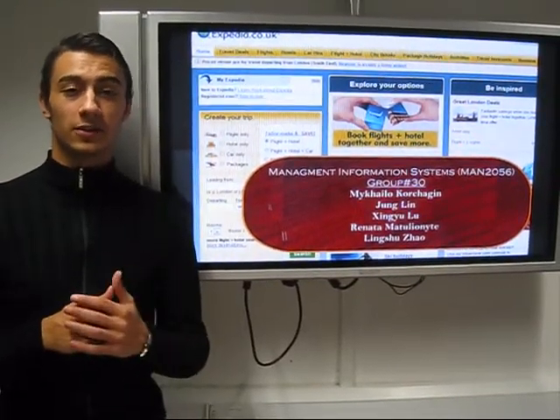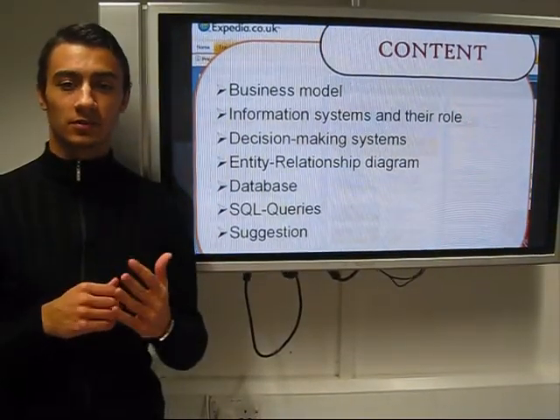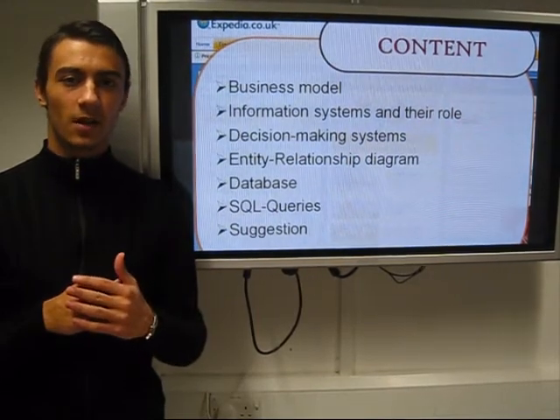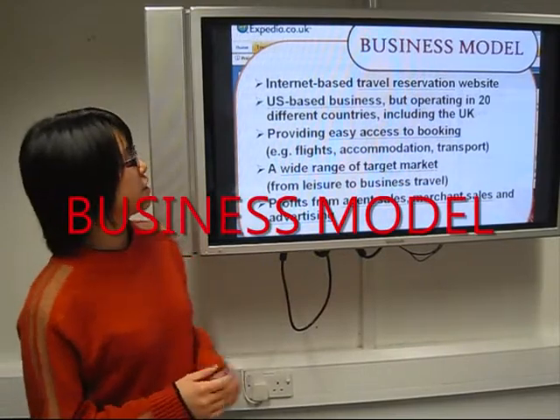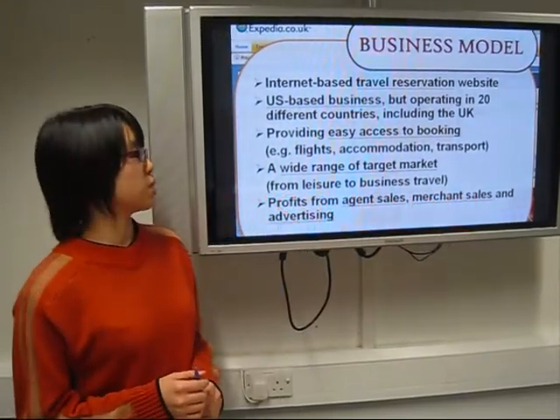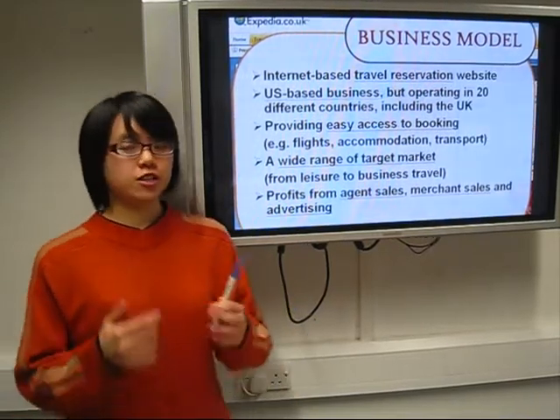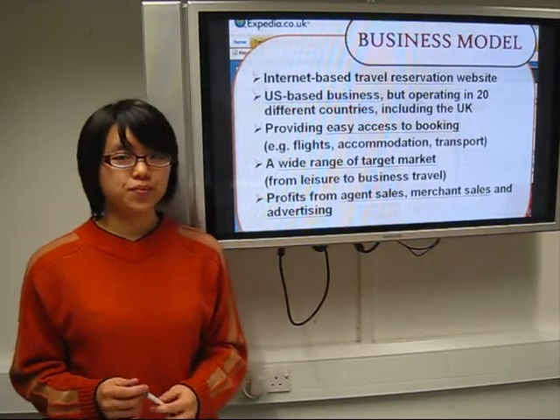We are going to talk about Expedia. Our content is business model, information systems and their role, decision-making systems, entity relationship diagram, database, phrase-scale queries, and a suggestion. Expedia is an internet-based travel reservation website, and it was originally a US-based business, but now it is operating in 20 different countries, and of course including the UK.